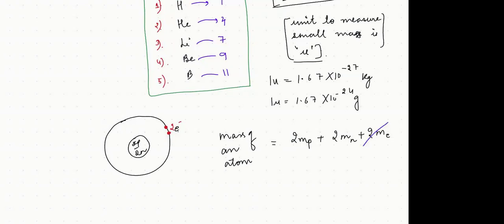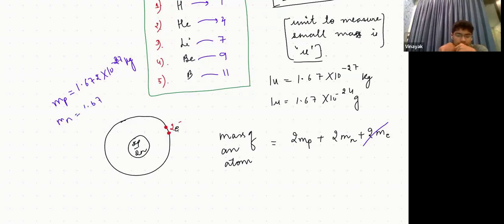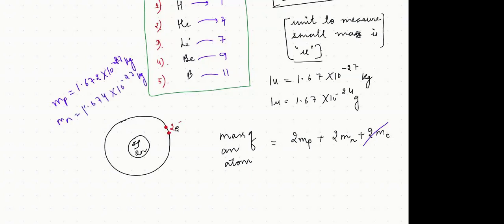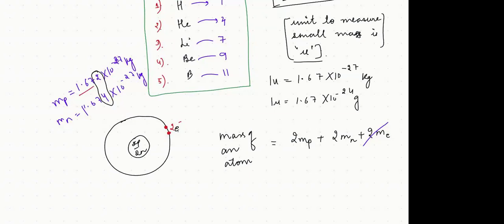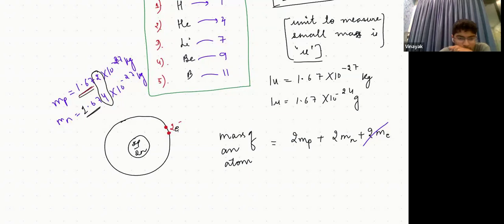And we know that the mass of proton is 1.672 into 10 raised to the power minus 27 kg, and the mass of neutron is 1.674 into 10 raised to the minus 27 kg. If I look at the values 2 and 4, what do you understand? Neutron is heavier. We have 1.672 and 1.674.